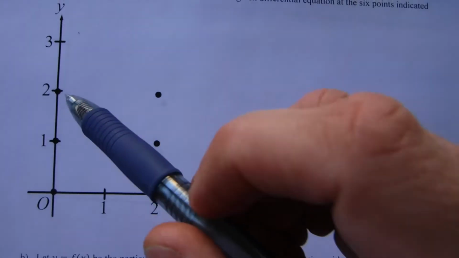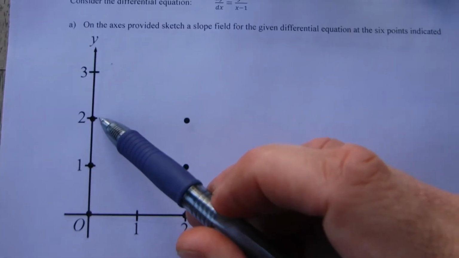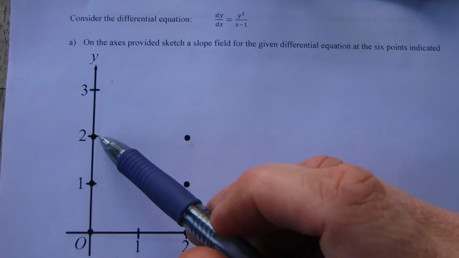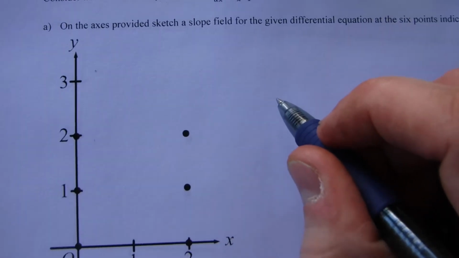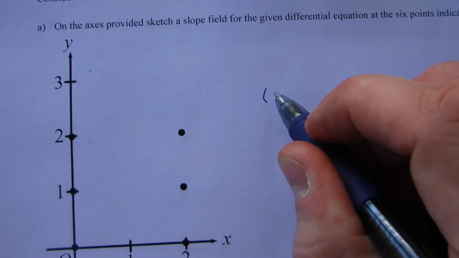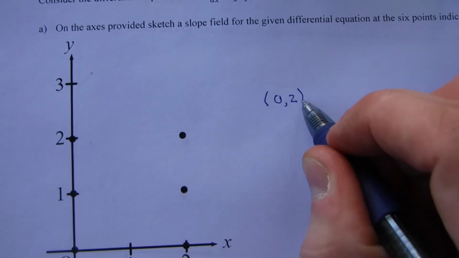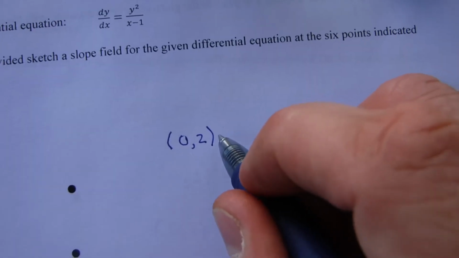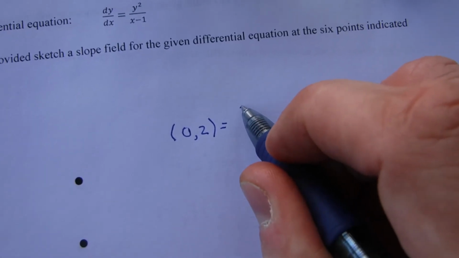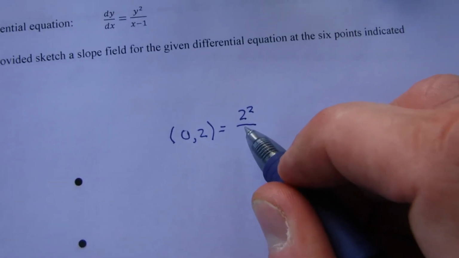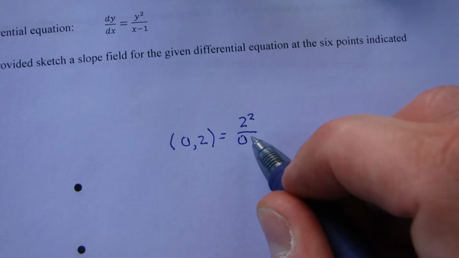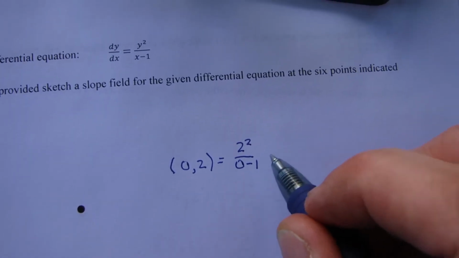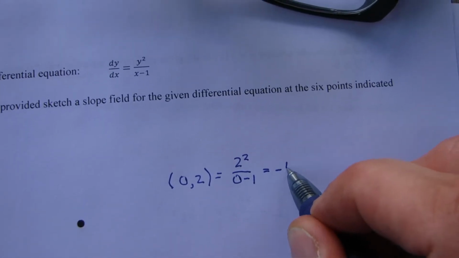So for instance, if I need to know what slope is going to go at that point right there, I notice that that point is at the point (0, 2). So plugging (0, 2) into our slope, y squared over x minus 1, this denominator is negative 1 and the numerator is 4. This would be negative 4.